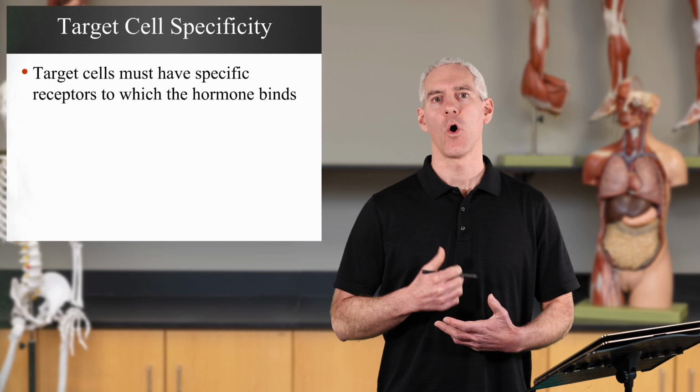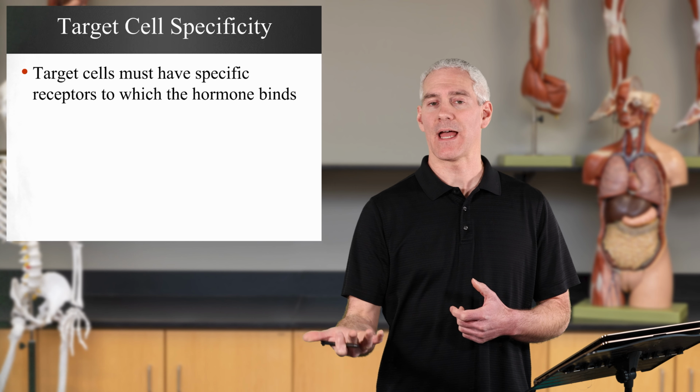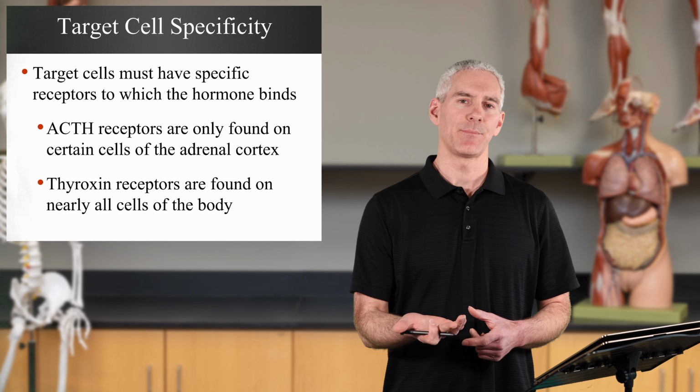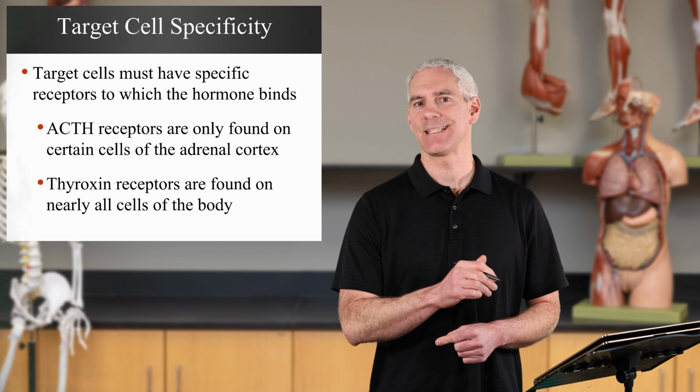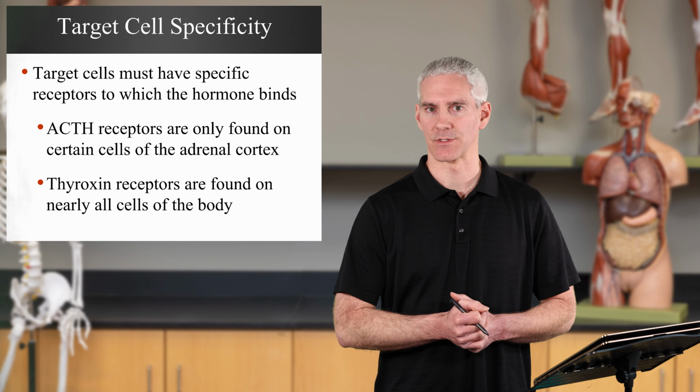When you start looking into how the hormones are acting, we need to look at target cell specificity. What that's referring to is each hormone has a particular receptor that it's targeting. Without that receptor, that hormone cannot bind. For example, ACTH, adrenocorticotropic hormone, is only going to be able to bind to the adrenal cortex because that's the only place that the receptors are found.